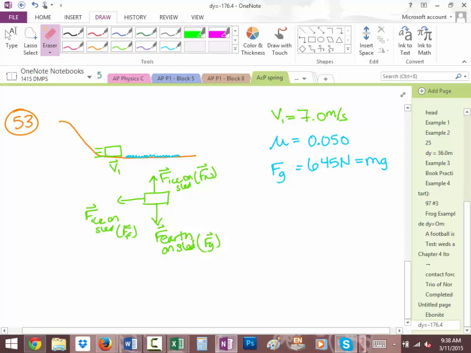The question says, how far do they travel before coming to rest? So before coming to rest, that means that the final velocity is 0. And what are we looking for? The distance, how far, like a delta x or something like that? So let's just talk about how to approach this question. This is a tough one. We really need to talk it out. What's your plan of attack going to be?